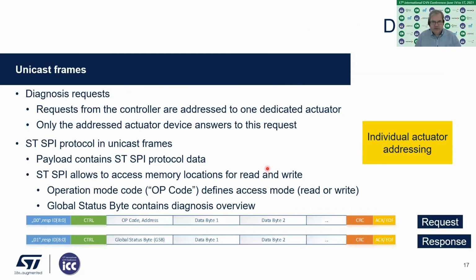Unicast frames work simply the same. Whether it's a broadcast frame or unicast frame is encoded in the ID, and there's also the responder ID. We said we use the first 2 bits to indicate that.